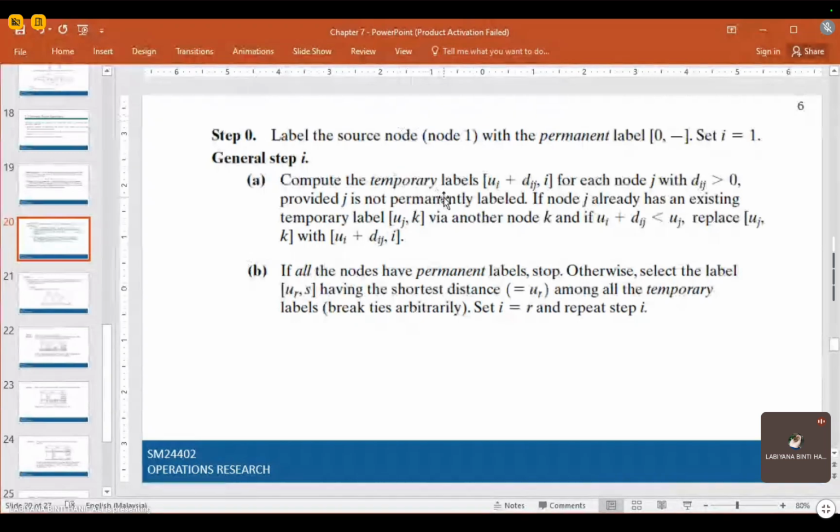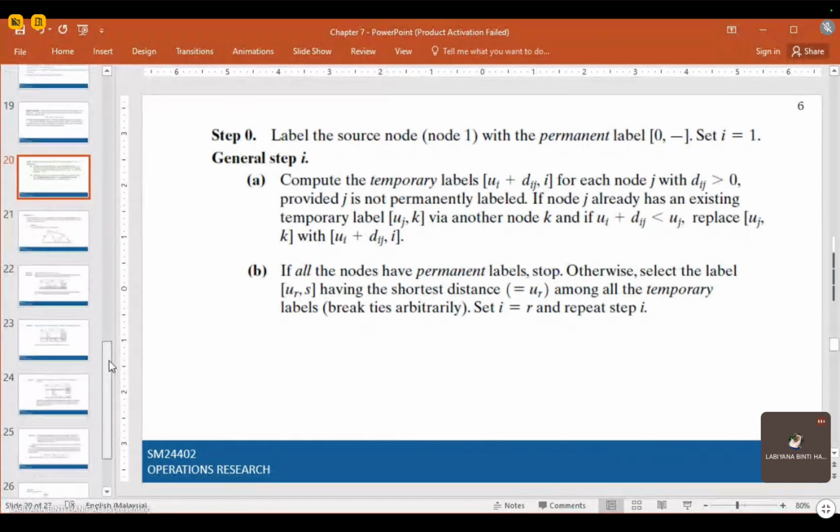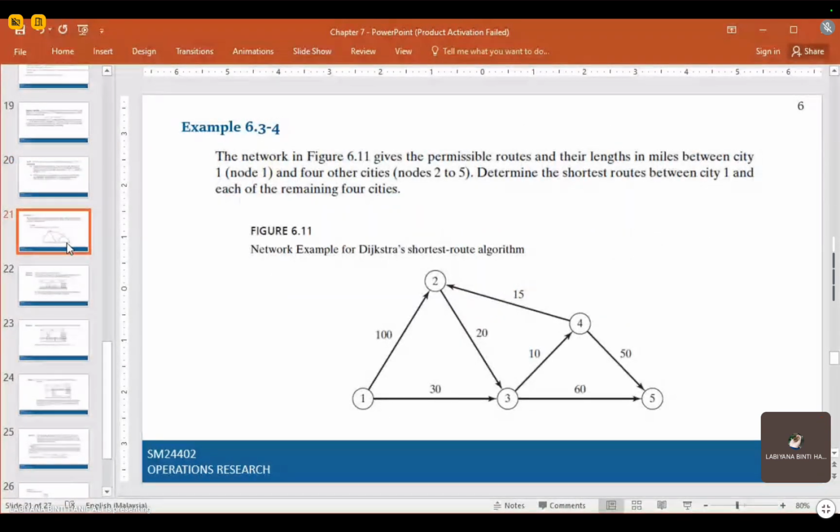And we have the steps here. But I think I don't have to explain this one. I will explain it in the example lah. We'll just check the steps. Step 0. This is not an error. It only has step 0. They don't have any other steps. So this is the only step in the Dijkstra algorithm. Let's look into this example.